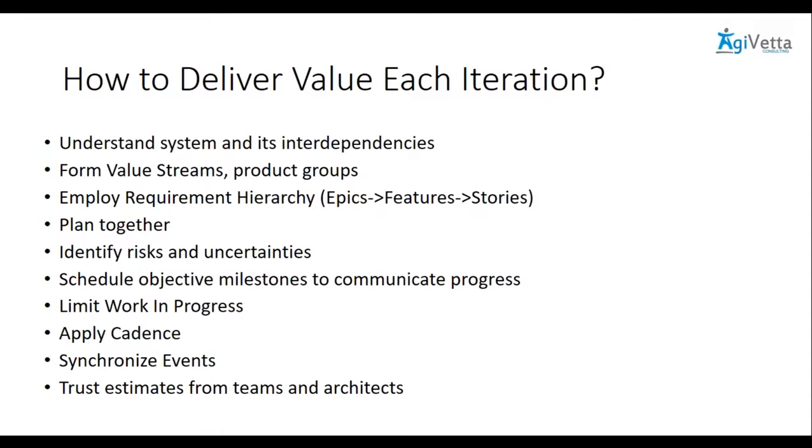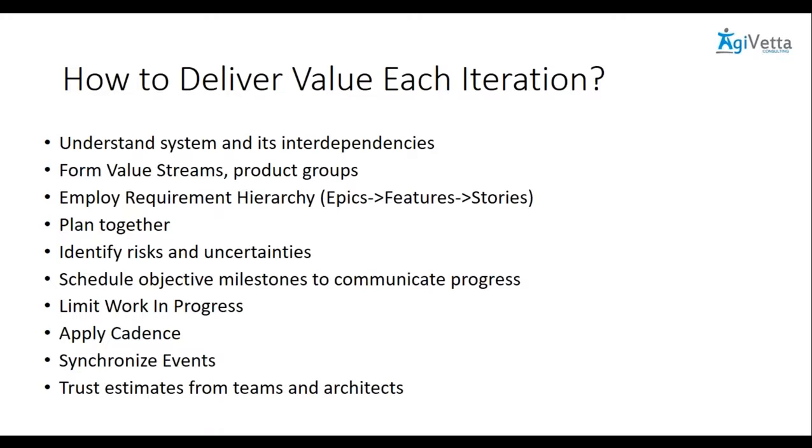To be able to deliver that value every few iterations, there should be some value delivered every iteration. So that doesn't stop. So things remain the same, only that now you're delivering large value, large product. So what happens? It's important to understand the system and the interdependencies. It's important that value streams are formed, the product groups are formed. And that's what you do in your organizations. You form product groups, product owner council groups.